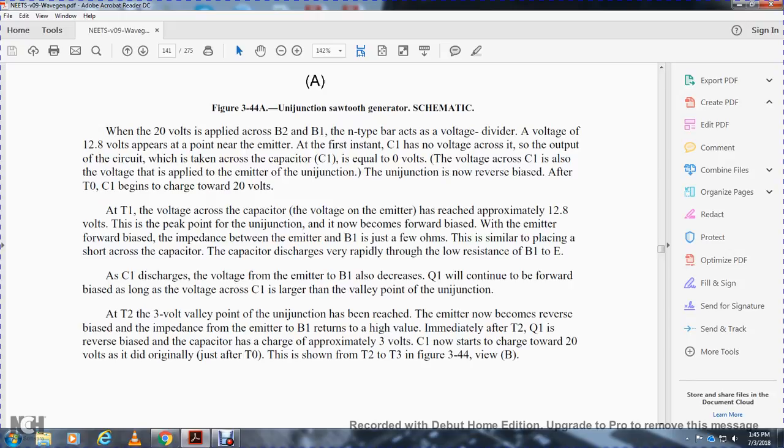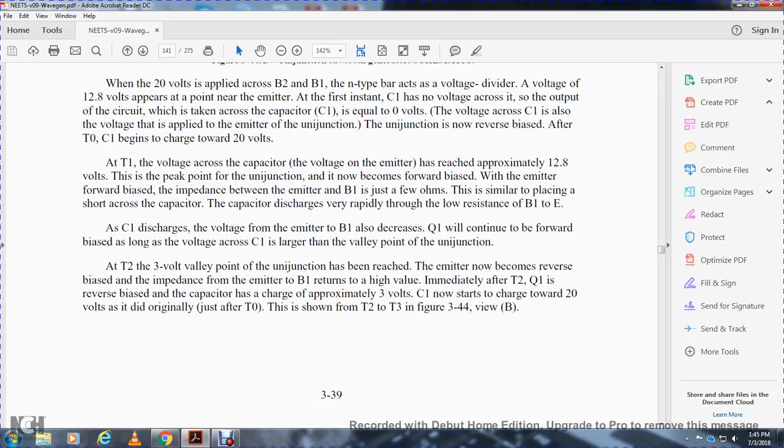Capacitor 1 discharges through the emitter to base 1, and the transistor continues to conduct as long as the voltage of capacitor 1 is larger than the valley point of the unijunction. At time interval 2, the 3 volt valley point of the unijunction is reached and the emitter now becomes reverse biased. The impedance from the emitter to base 1 returns to a high value immediately after time 2, and capacitor 1 is reverse charged to approximately 3 volts. Capacitor 1 now starts charging toward 20 volts, as it did originally just after time 0. This is shown in time constants 2 to 3.